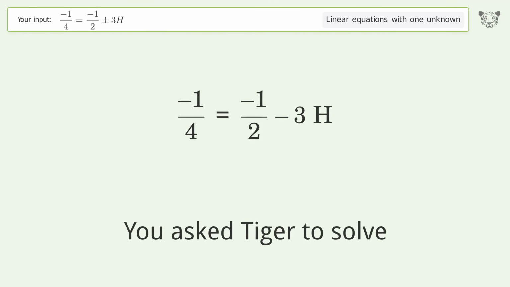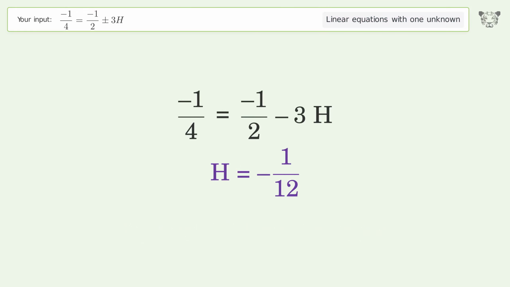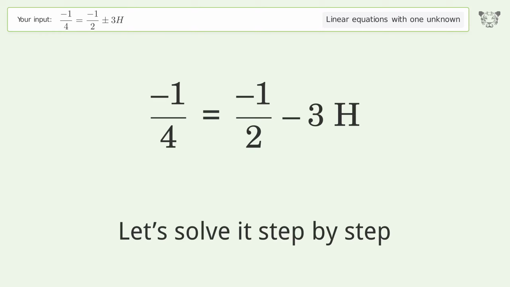You ask Tiger to solve. This deals with linear equations with one unknown. The final result is h equals -1/12. Let's solve it step by step.